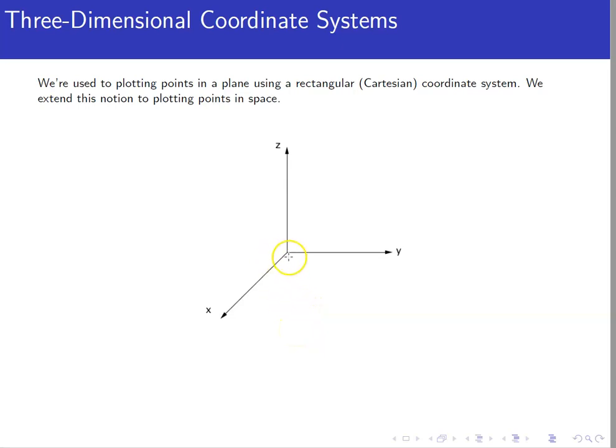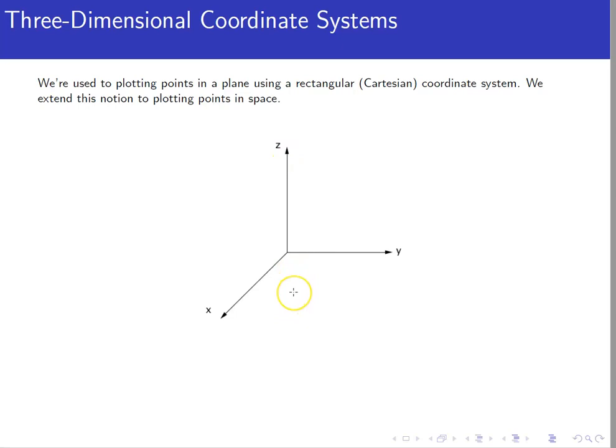Typically the one that comes out of the screen or coming at you will be the x-axis. The one that's going left or right will be the y-axis, and the one that's going up and down will be the z-axis. We should note that we could have also made the positive z-axis go down rather than up.